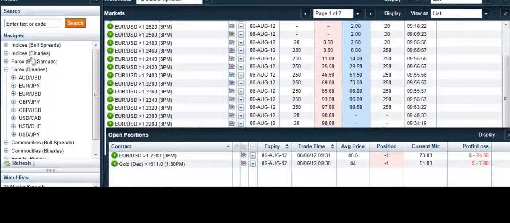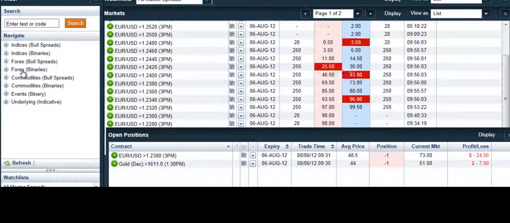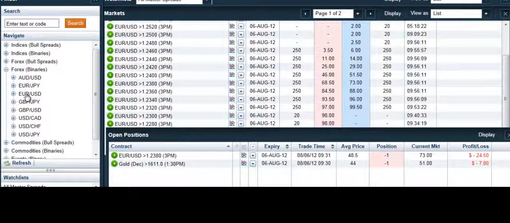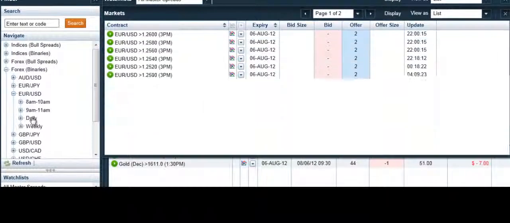We want to go over to the navigate button, and we're going to look at Forex binaries. They have bull spreads, commodities, indices, and so forth. We're going to look at the Forex today. We're going to look at the Euro US dollar, and we're going to look at the dailies.